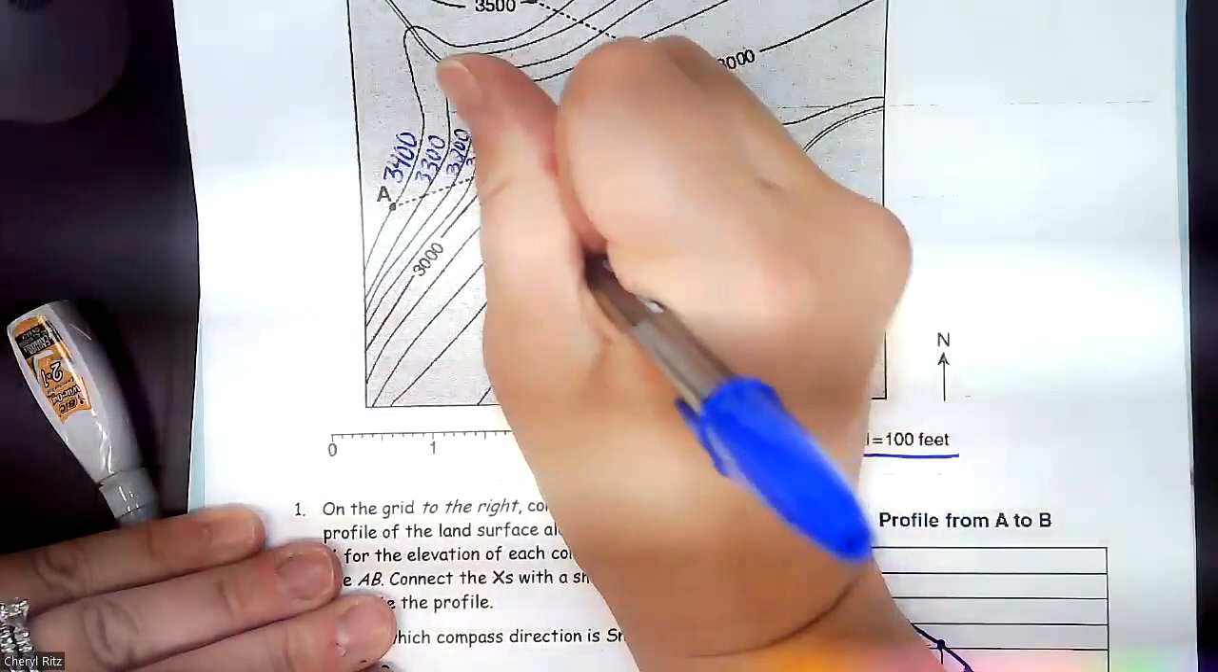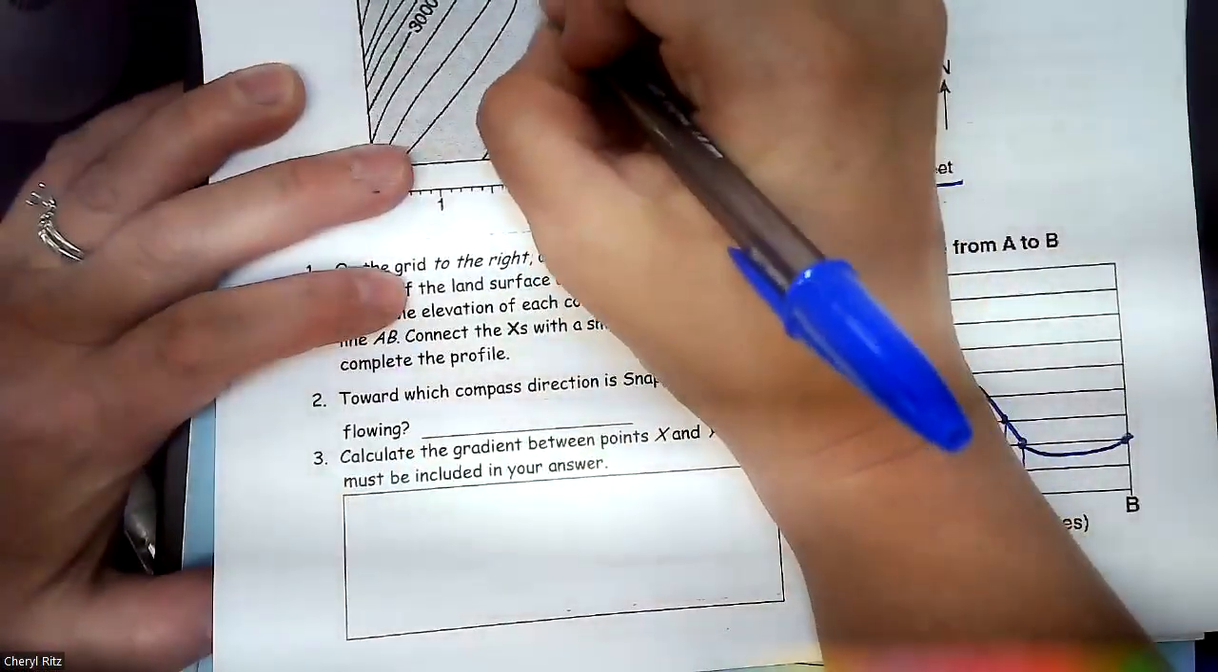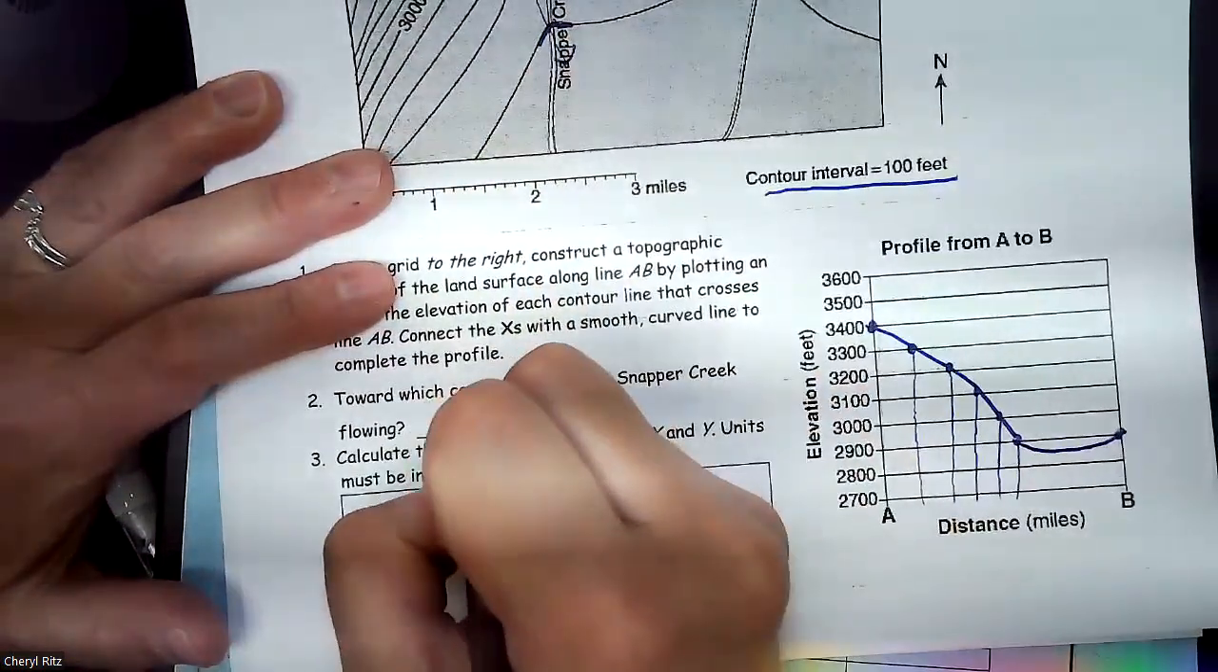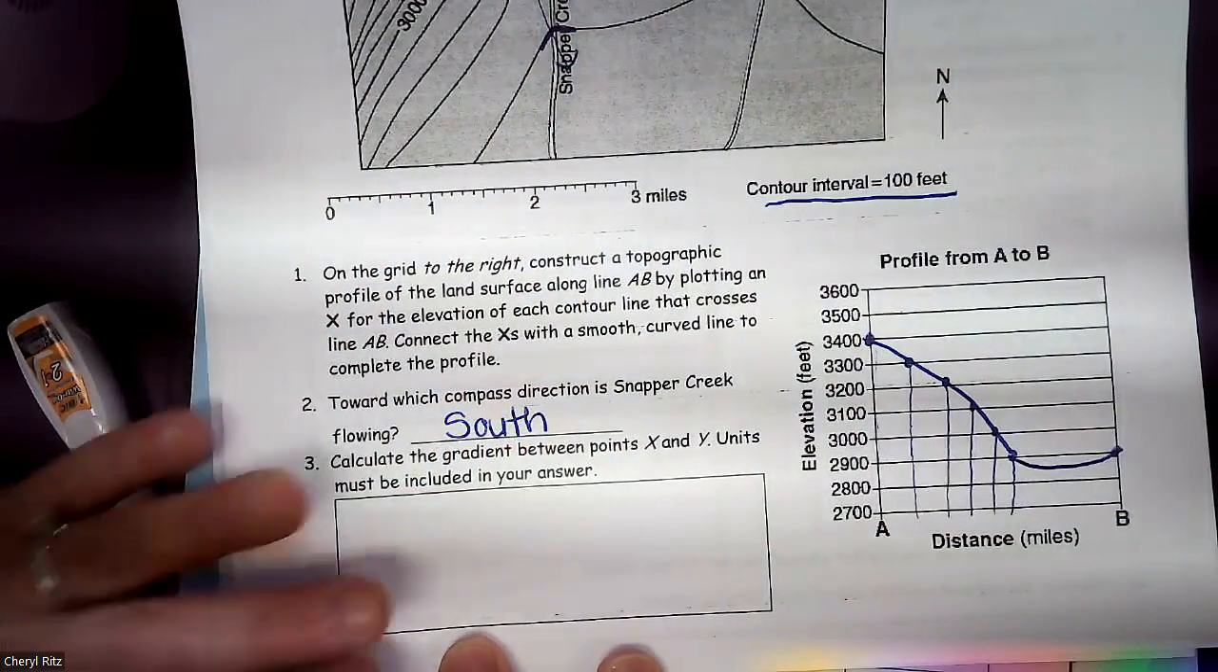All right, now which way is Snapper Creek flowing? So again, remember they point to where it came from. So it's pointing north. It flows out of the V's, so it's flowing south. You could have also said southwest would have been good enough.